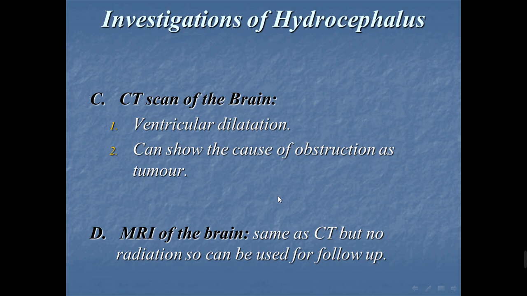Other investigations are CT scan and MRI of the brain. In fact, they will show me the ventricular dilatation and they can show the cause of obstruction, for example, a tumor or other things. MRI is the same as CT, but with no radiation, so it can be used for follow-up and repeated more than one time. In this case, the final diagnosis will be by CT or MRI of the brain, which will show me not only dilatation of the ventricles, but also the cause of hydrocephalus.